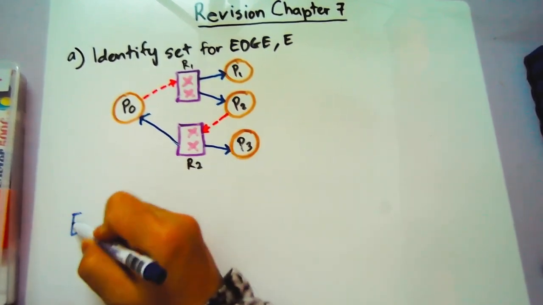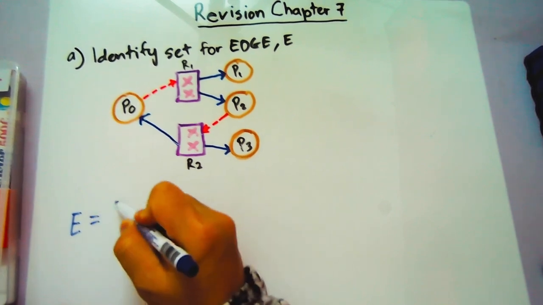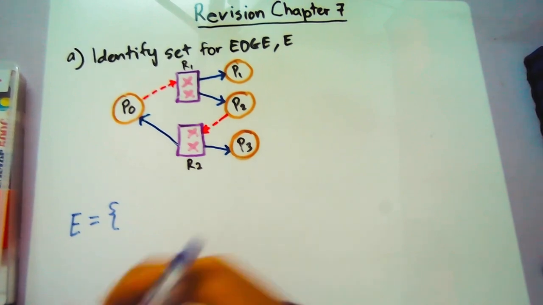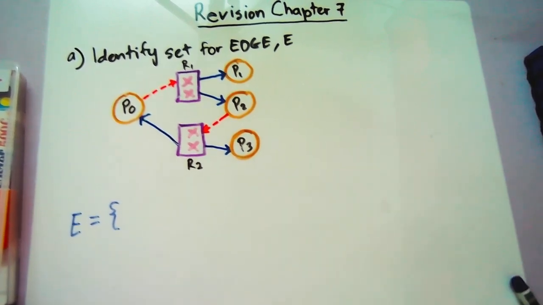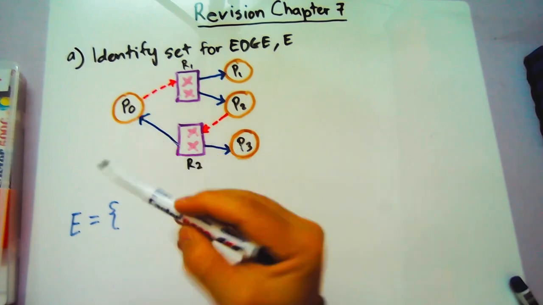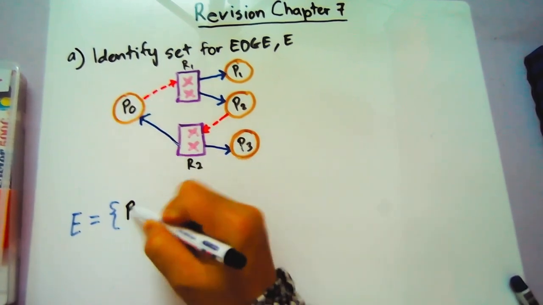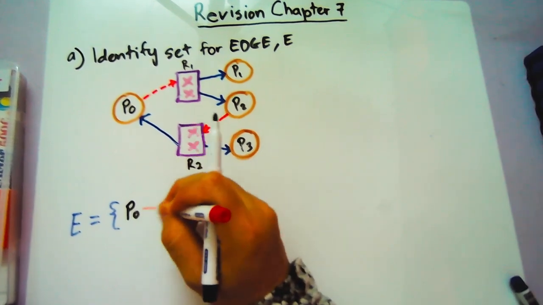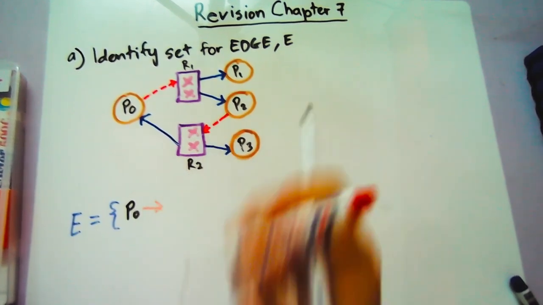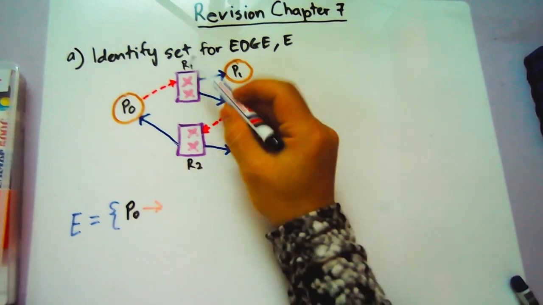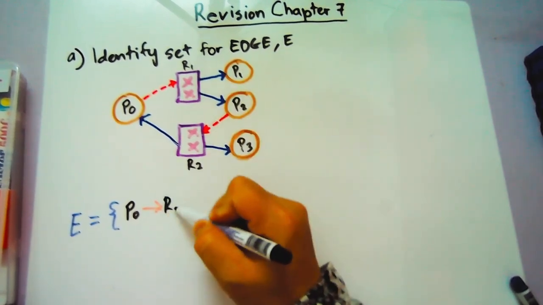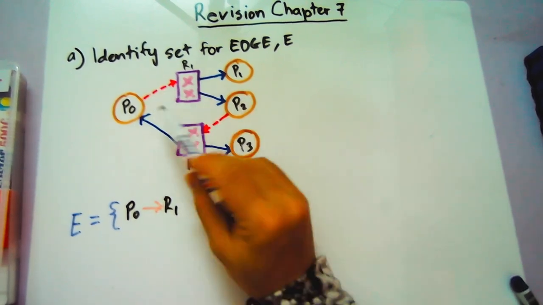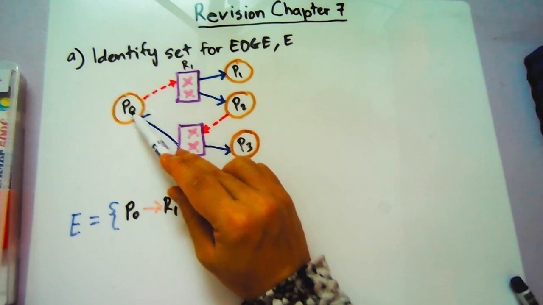So the members of the set of E are as follows. The first edge in this set should be the edge of P0 to R1, which represents process P0 requesting resource R1.